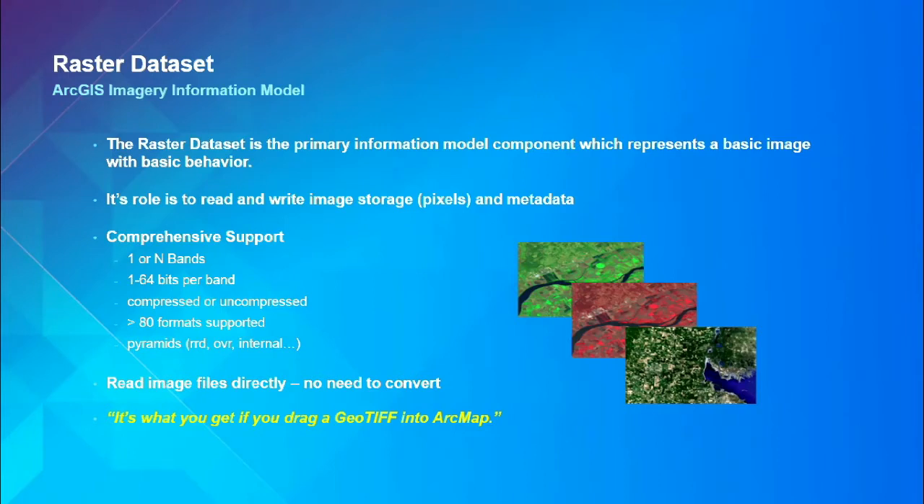So the first one is Raster Dataset. You can think of Raster Dataset as the most primitive part of the information model. Think of it as the format drivers. Think of it as a basic image, which is, if I have a TIFF on my disk, I would call that a raster dataset. Okay?